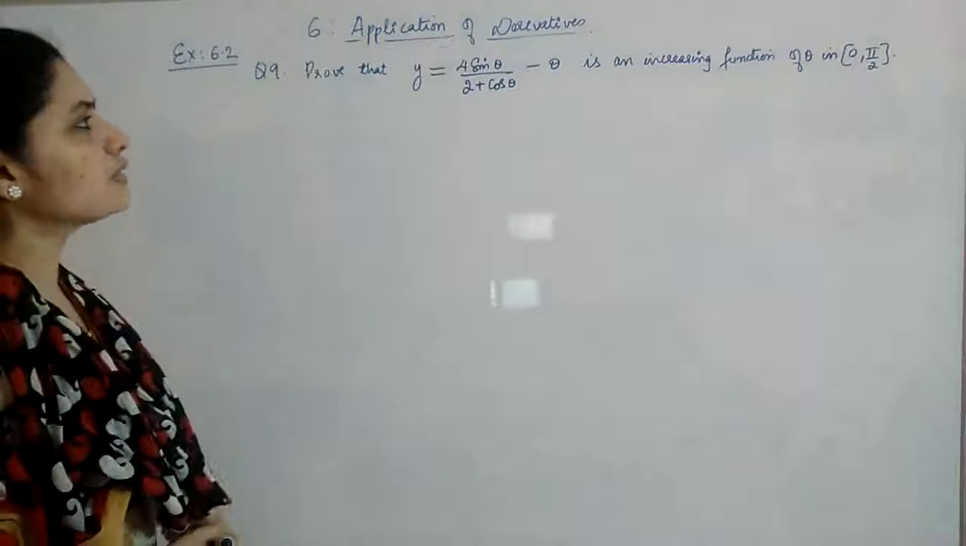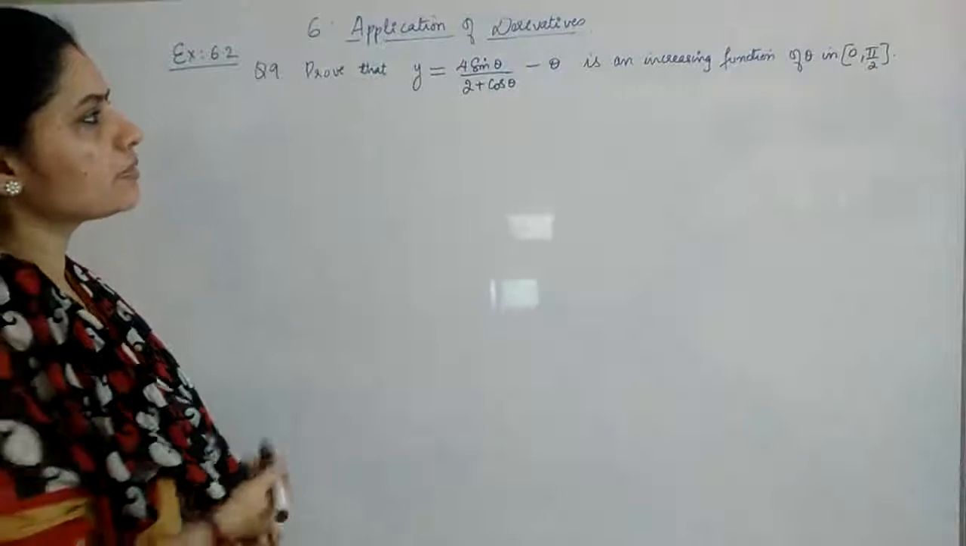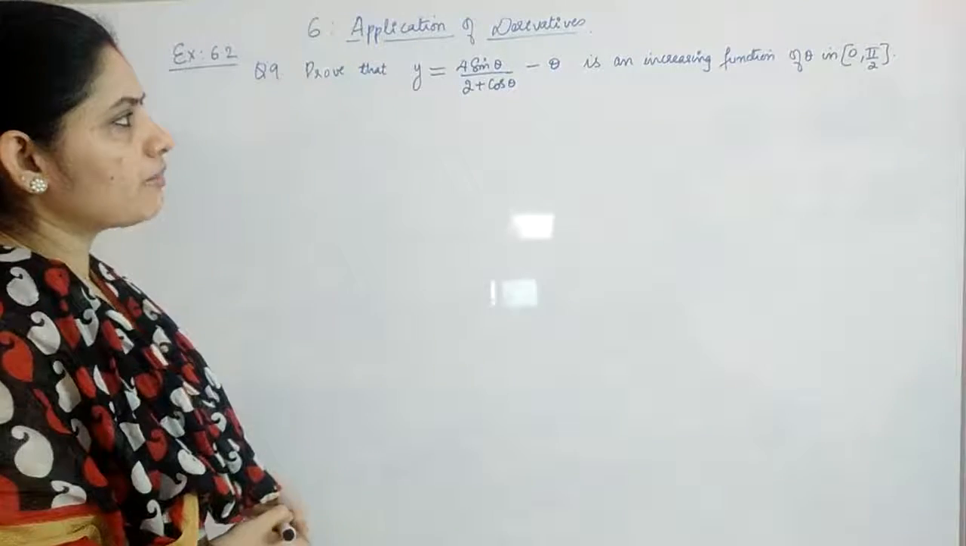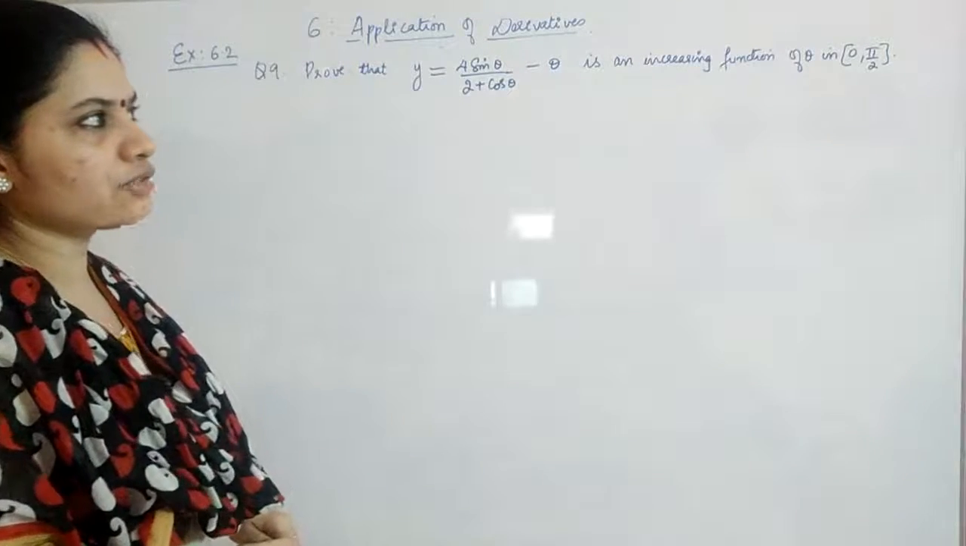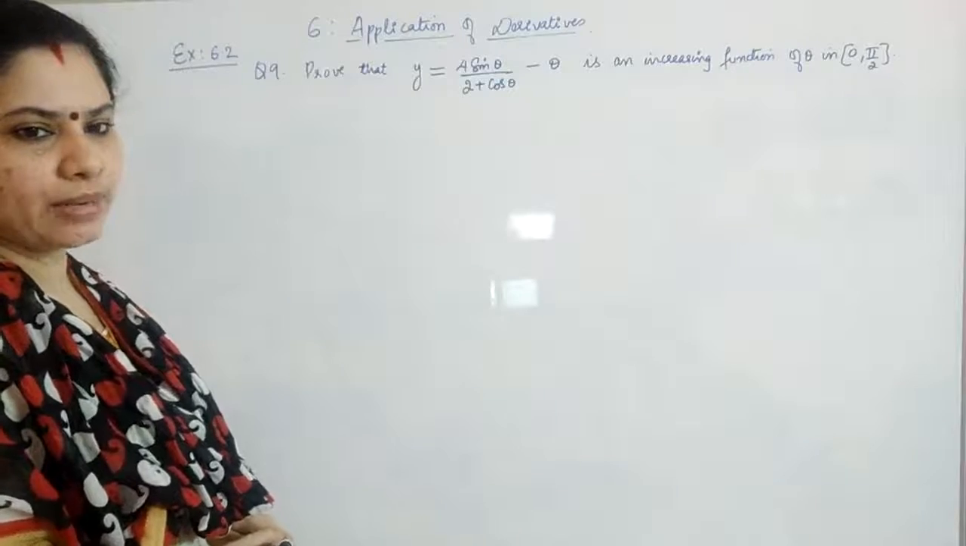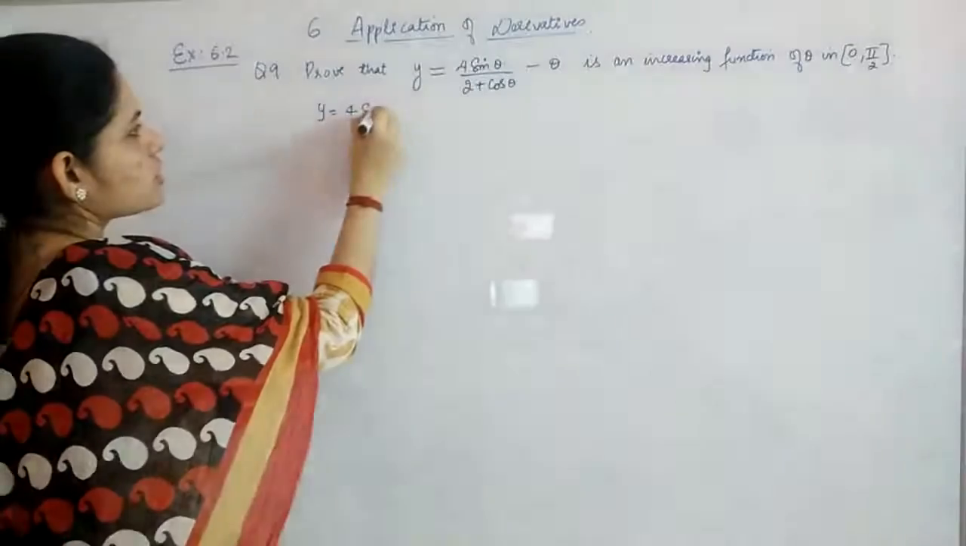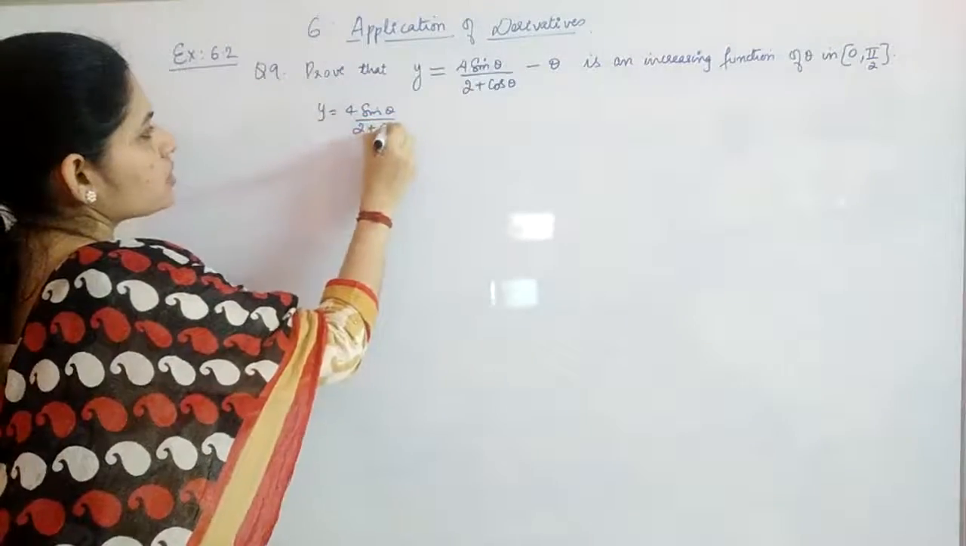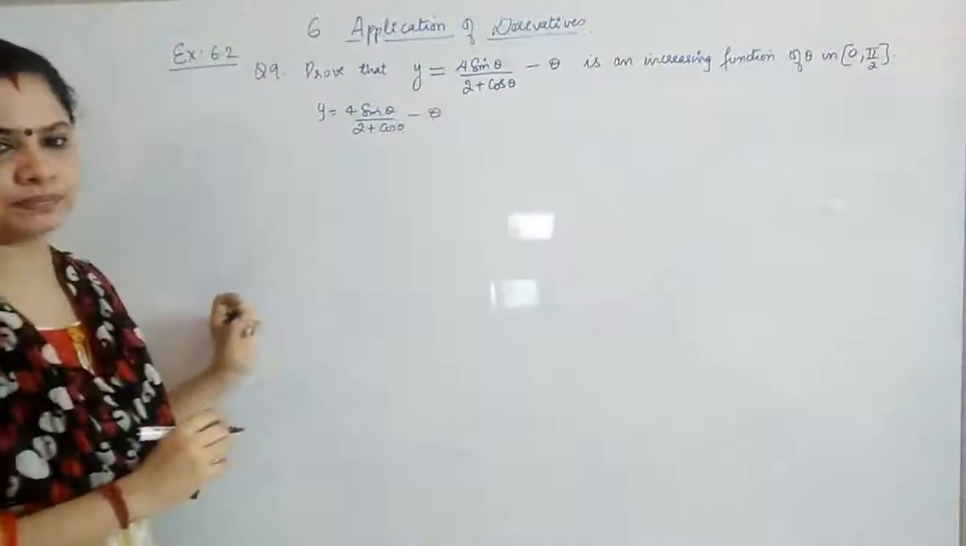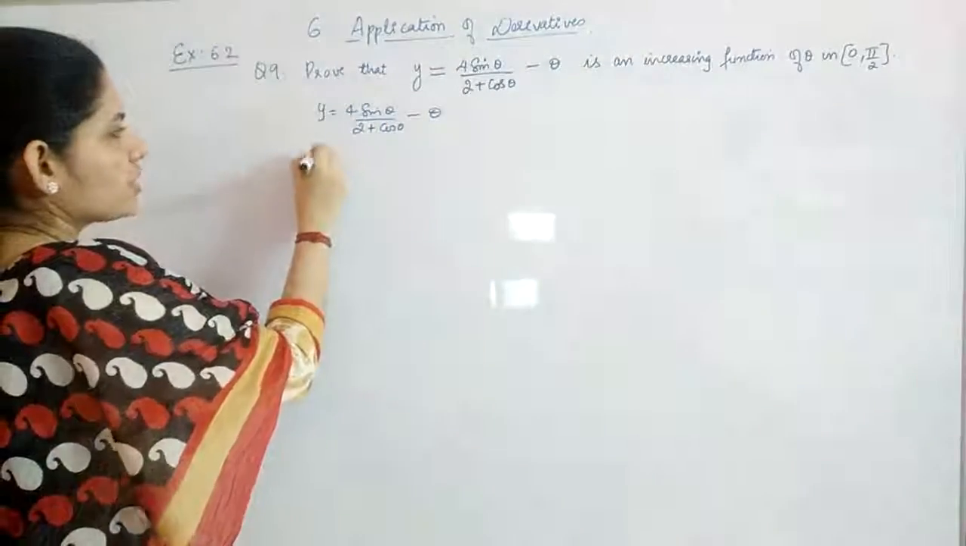Question number 9: prove that y is equal to 4 sin theta divided by 2 plus cos theta, minus theta, is an increasing function of theta in the closed interval 0 to pi by 2. So first we will start with y is equal to 4 sin theta by 2 plus cos theta minus theta. Now you have to differentiate this.